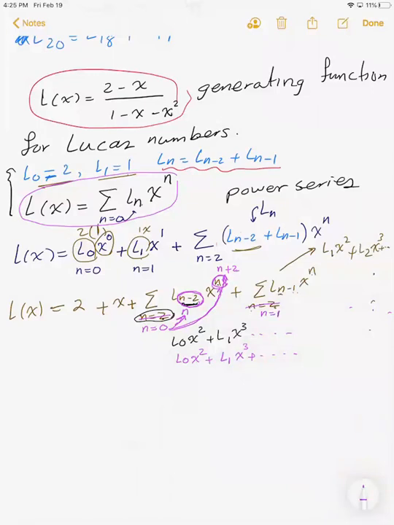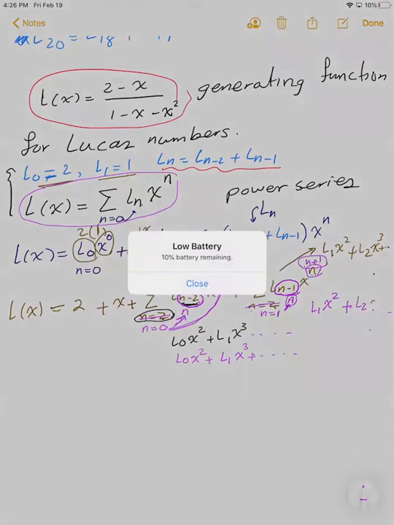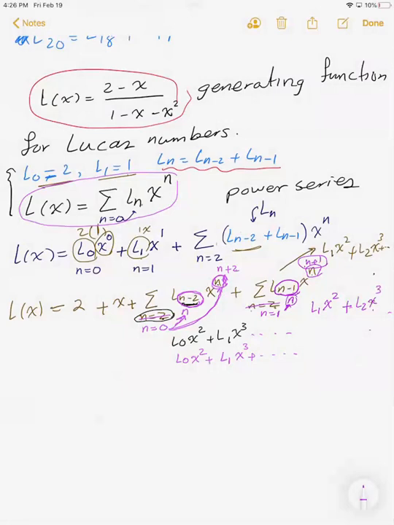If I change it to L, n is equal to 1, this is going to change to n. And then this will change to n plus 1. So when I put 1 here, I get L1. And this is just going to be 1 plus 1. I get x2 plus, when I change n to 2, this is going to be L2. And this is going to be 2 plus 1 is 3. Plus dot, dot. So far is good.